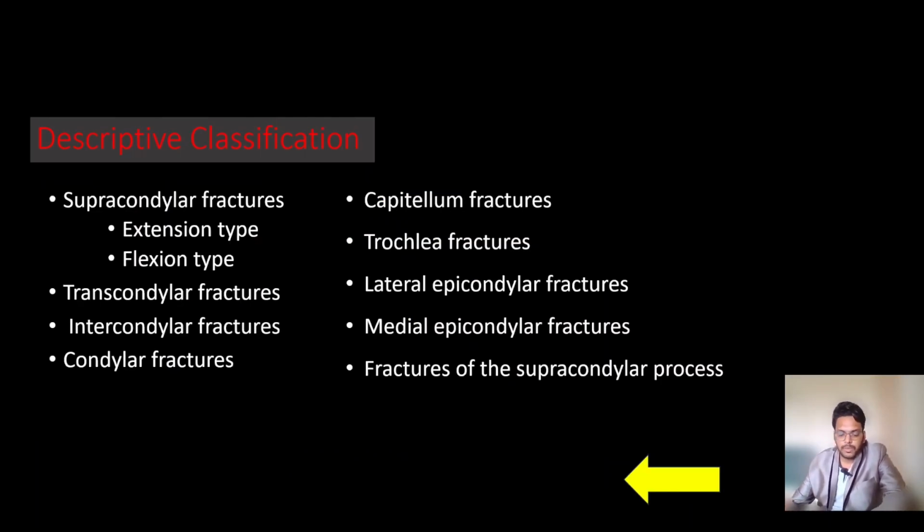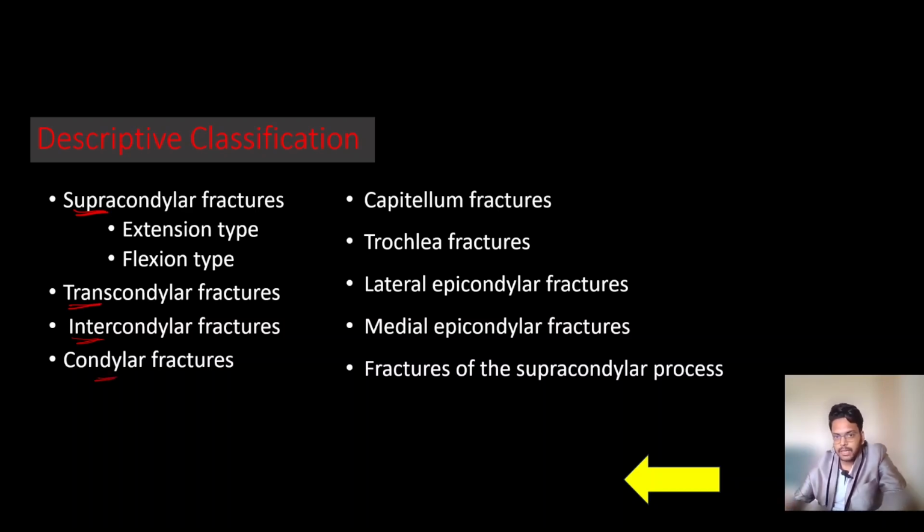Coming to the descriptive classification, it is just a descriptive classification where supracondylar fractures are divided into extension type and flexion type, describing where the fracture line is going. If it is above the condyles, it is supracondylar. If it is through the condyles, it is transcondylar. In between the condyles, it is intercondylar, and if individual condyles are fractured, it is a condylar fracture.